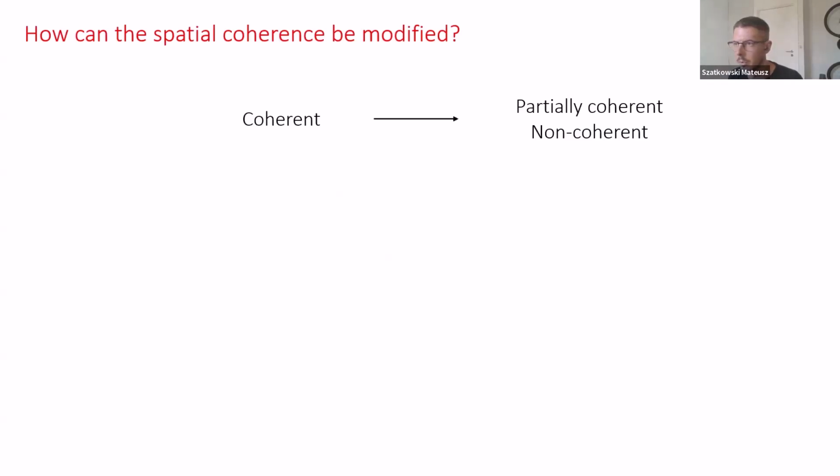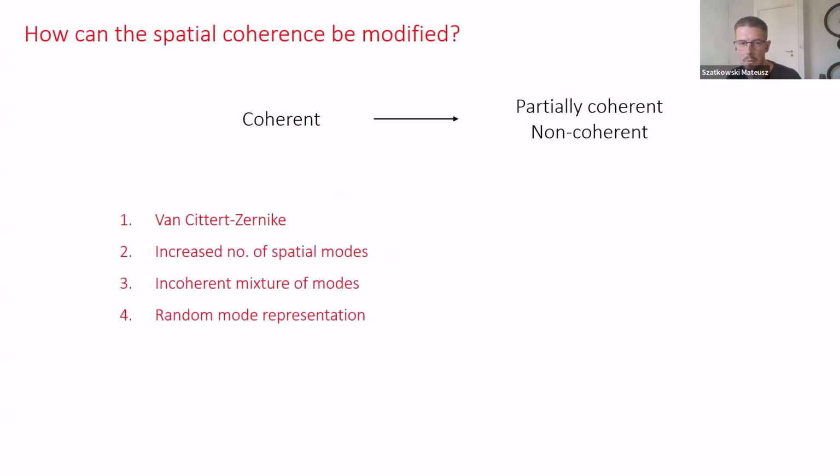There are a few categories we can think about. The most obvious is to use the van Cittert-Zernike theorem. Less obvious are an increased number of spatial modes, an incoherent mixture of modes, or a random modes representation. All of them modify the coherence to obtain partially coherent light. Let me briefly go through all of them and show you some experimental examples of each category.